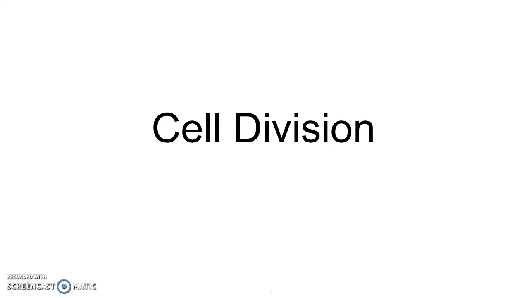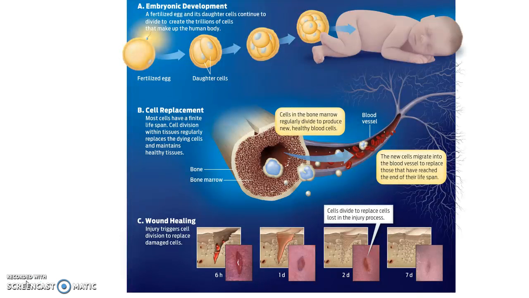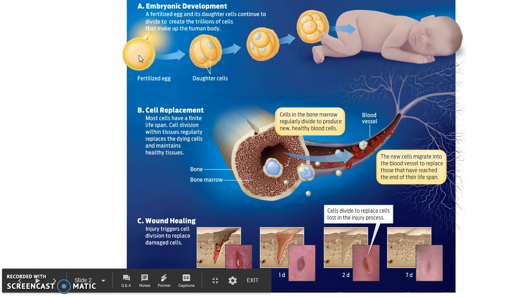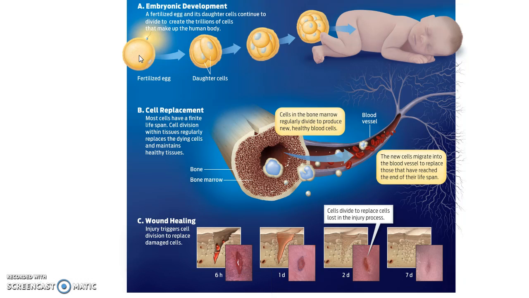Cell division. We'll start talking about cell division by looking at why cells divide. One reason cells divide is for growth. We all start off as one cell, and through cell division, we get to the point where we are today.